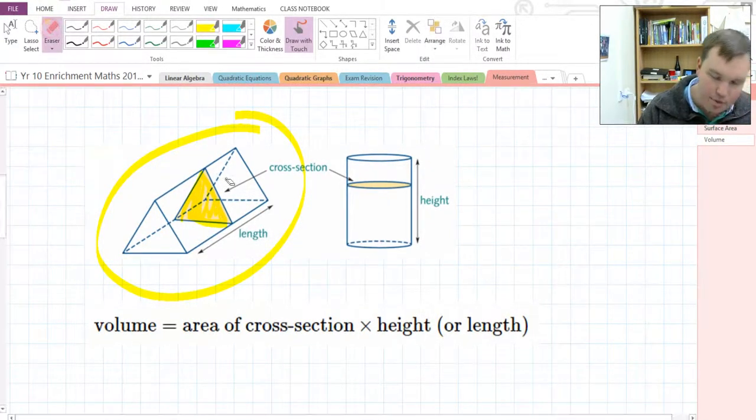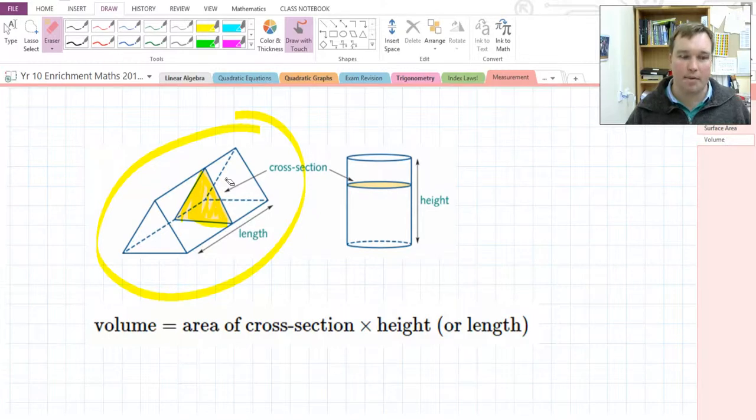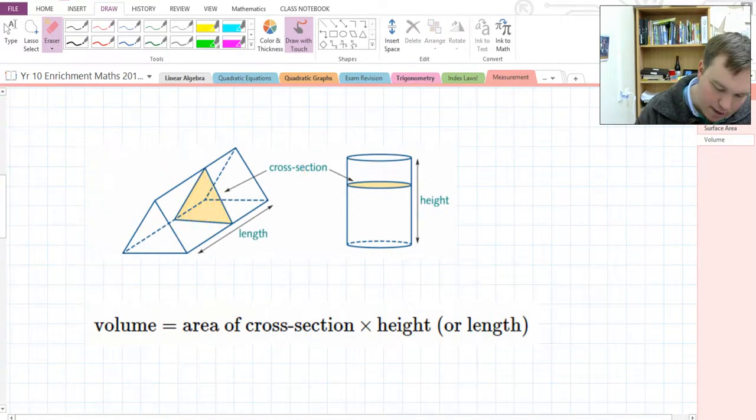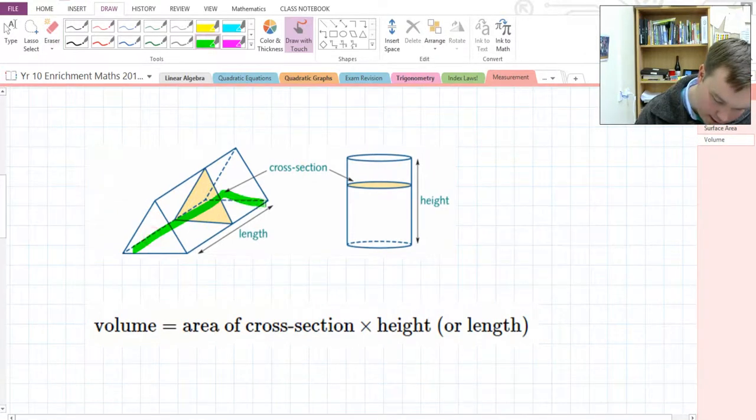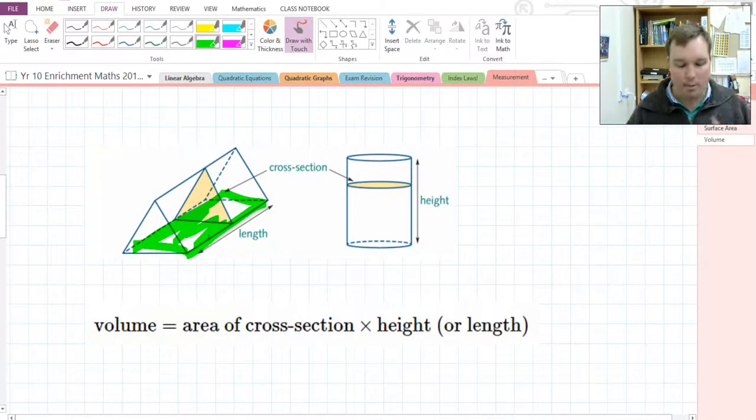Many people think the volume of a shape is the area of its base times its height, and it is the area of its base times its height, but I find it more helpful to think of the area of the cross-section times its height or length. Because here, if you thought area of base, some people would go and calculate this. But that isn't the same the whole way through. So what I mean by cross-section is something that is the same the whole way through.